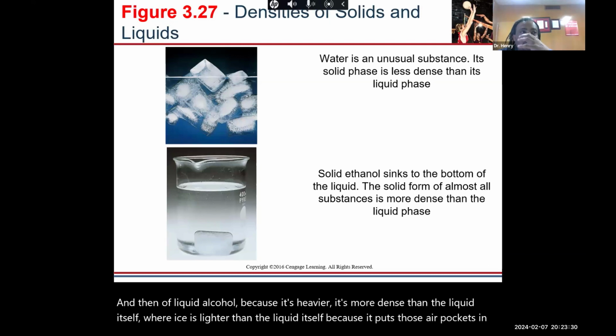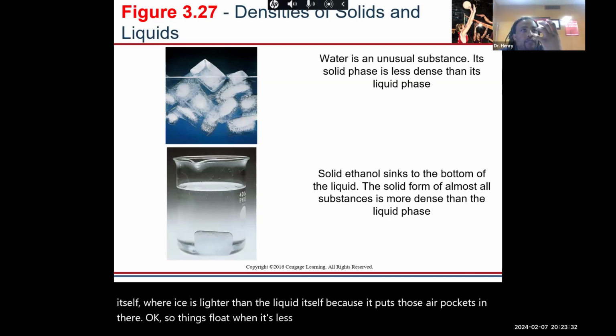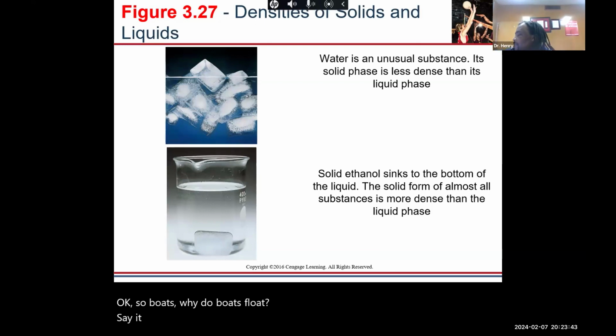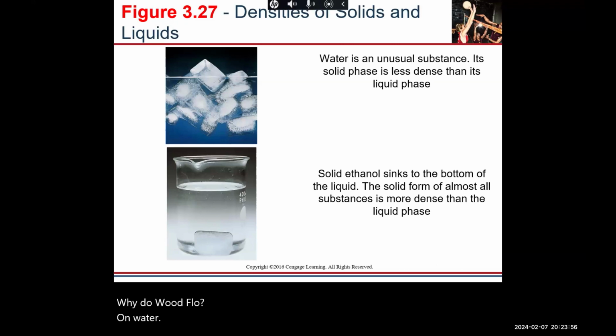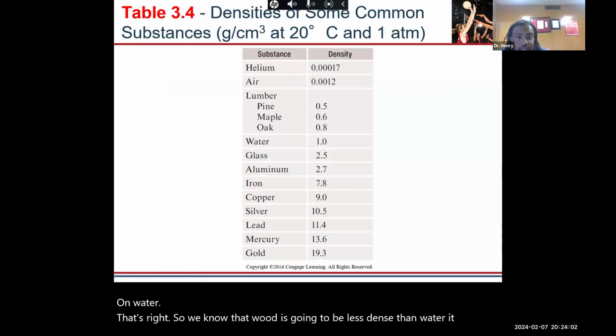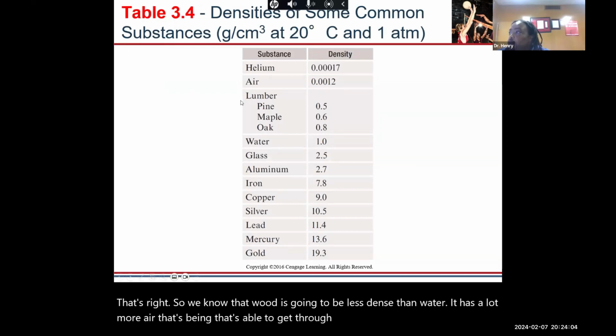Okay. So things float when they're less dense, things sink when they're more dense. Okay. So boats, why do boats float? Wooden boats specifically, or a piece of wood. Why does wood float on water? The density is less than water. That's right. So we know that wood is going to be less dense than water. It has a lot more air that's able to get through it. So lumber floats. So pine, maple, oak, they all float.